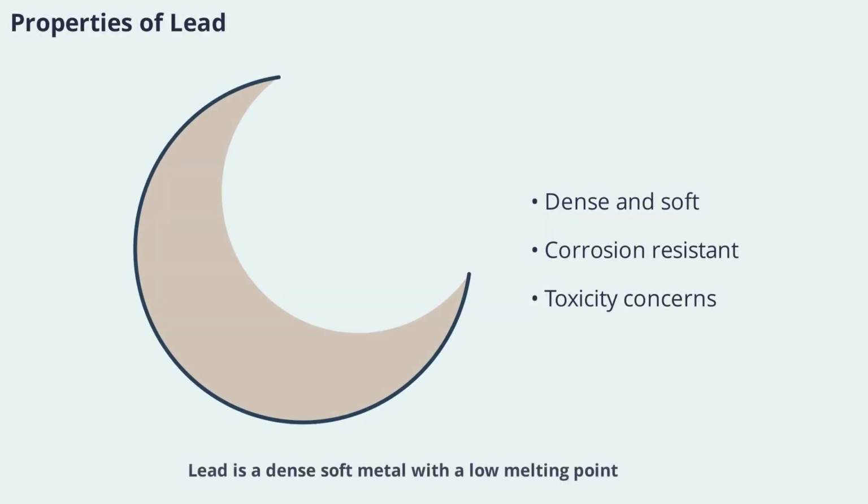Lead is a dense, soft metal with a low melting point. It is highly malleable and resistant to corrosion, making it useful in batteries, radiation shielding, and construction. However, lead is toxic and its use is regulated in many industries to prevent health hazards. Understanding the properties of lead is important for safe handling and for finding alternatives in sensitive applications.